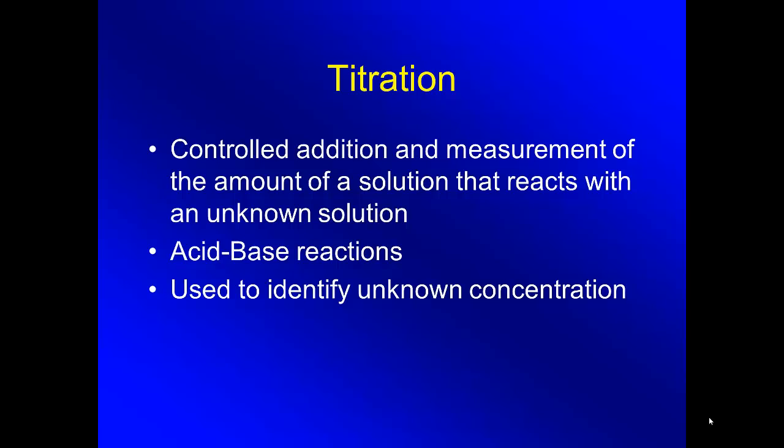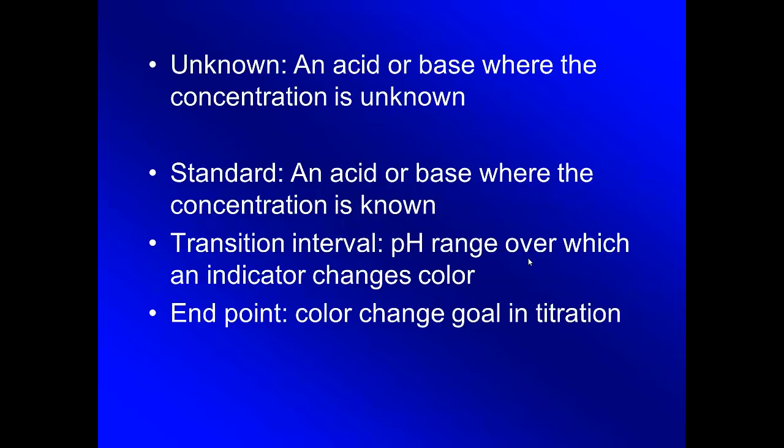So our titrations, there's different ones. The ones we're going to look at are very controlled reactions. We're going to only be looking at pretty much the acid-base reactions. You use it to, again, identify an unknown concentration. So just some words we're going to be using. The unknown, hey, it is what it sounds like. That is going to be the acid or the base. It can be either, but it's the one where you do not know what the concentration is, hence it is unknown. That's the one you're trying to figure out.